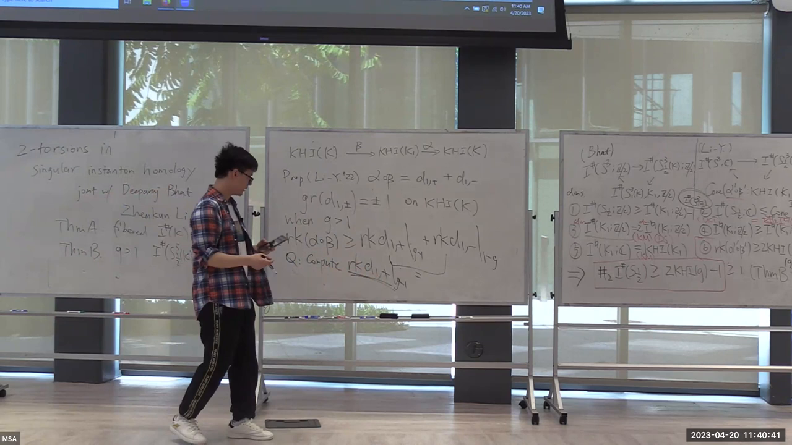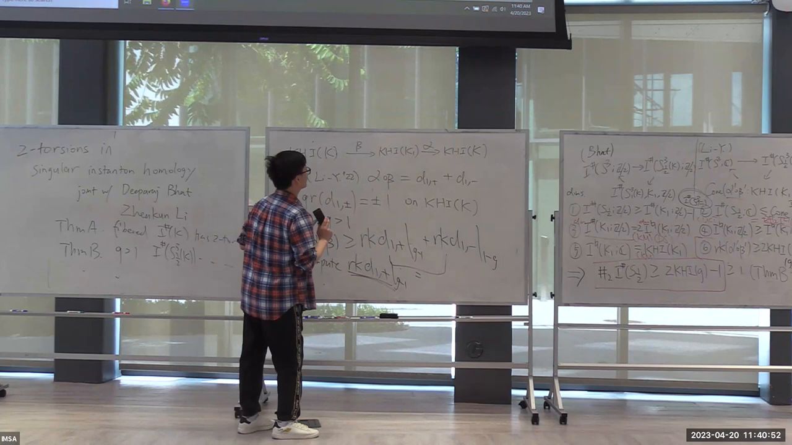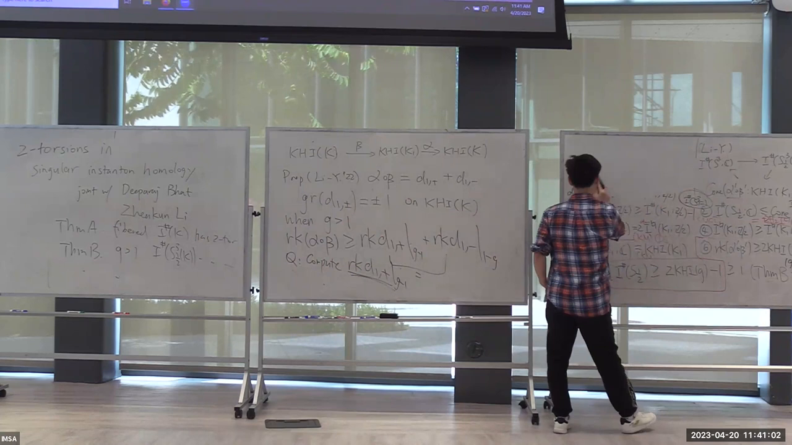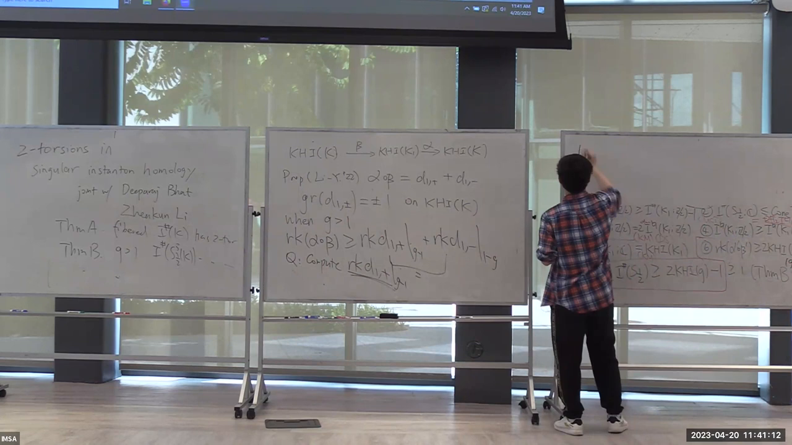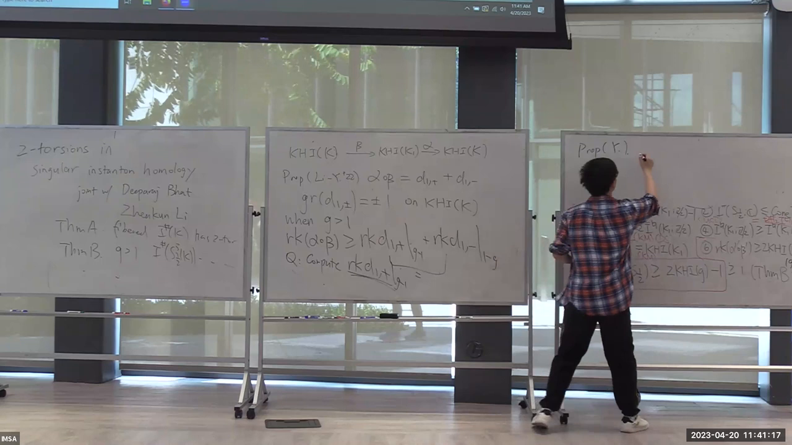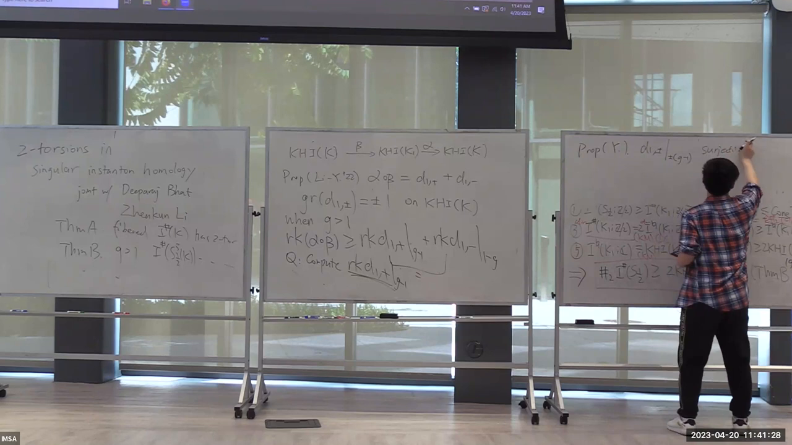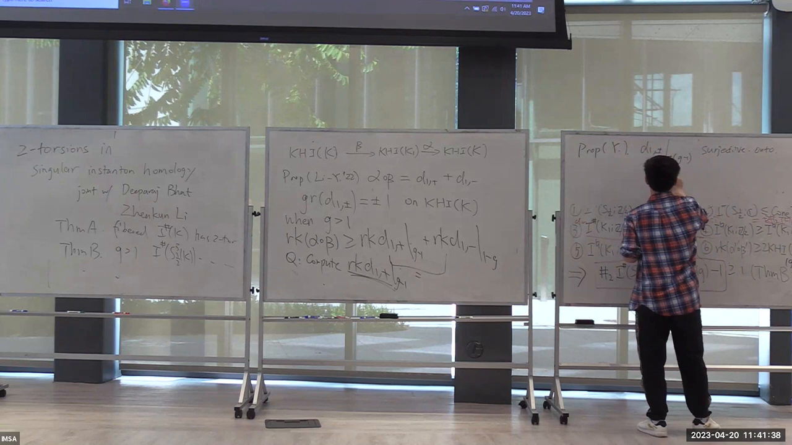There's a proposition by myself recently about D1 plus minus restricted to grading minus one. This is the statement I will put onto the HFK of the knots.